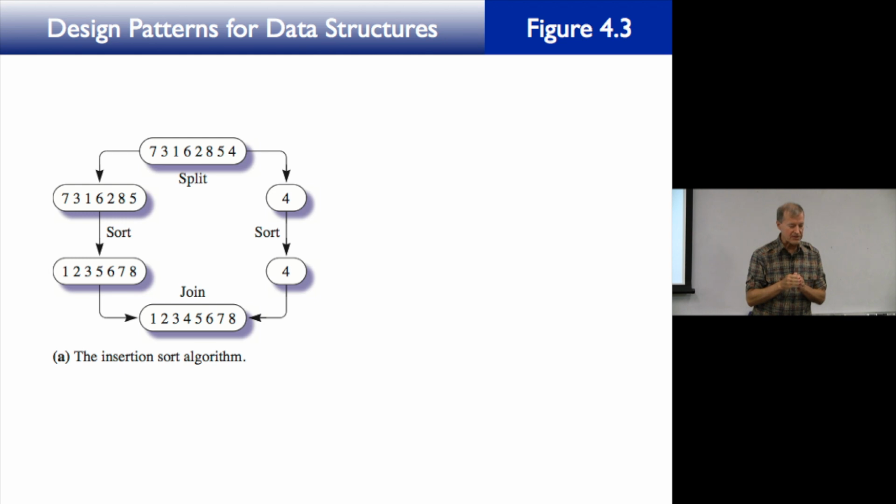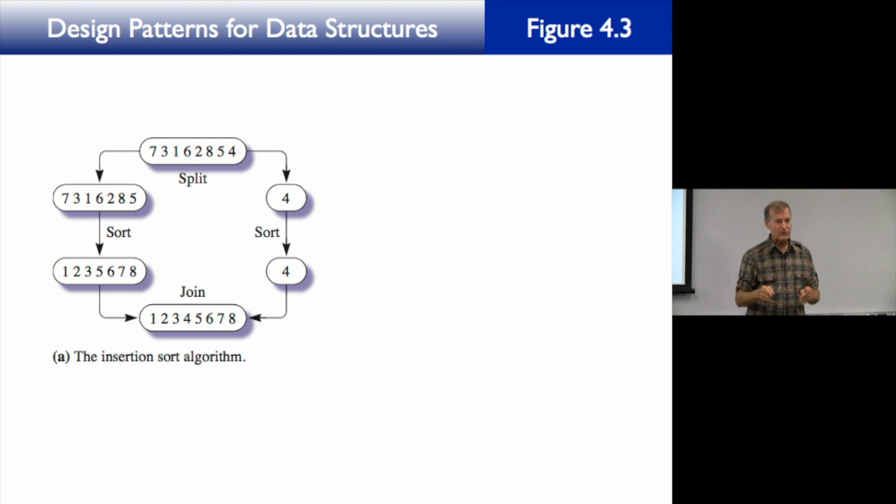If the original list is 7316284, how does the split happen? It's just the last one, right? And then the remainder is 7316285. And if you recursively sort that, you get 1, 2, 3, 5, 6, 7, 8.